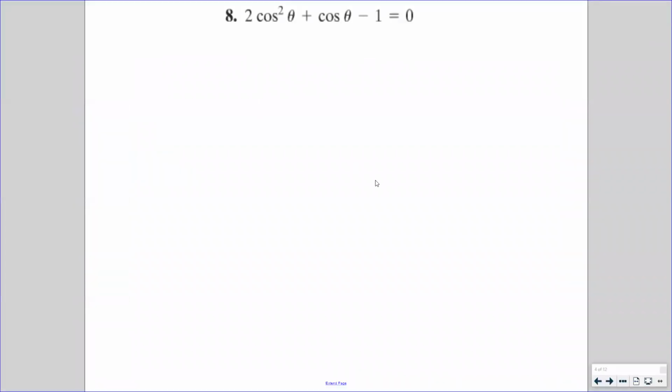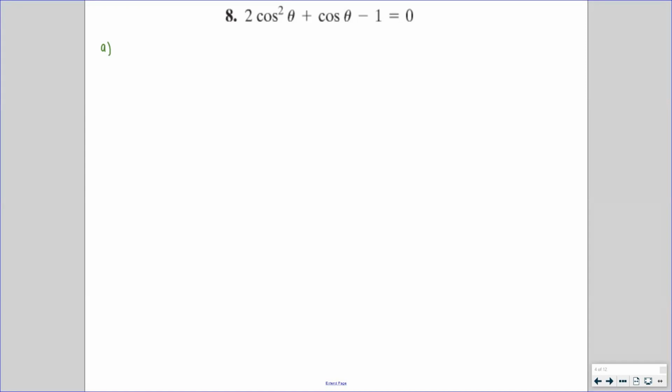Okay, number 8 on page 501 looks like this. We've got 2 cosine squared theta plus cosine theta minus 1 equal to 0, and we want to find the general solution equations and then the particular solutions between 0 and 2 pi today. So first thing we're going to do, slightly different approach maybe than some of the problems that we were looking at last week. We're going to need to factor this in order to solve for theta.